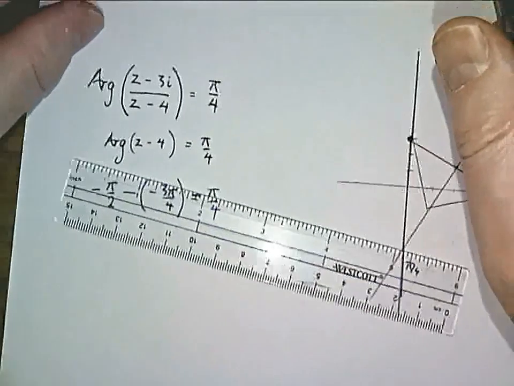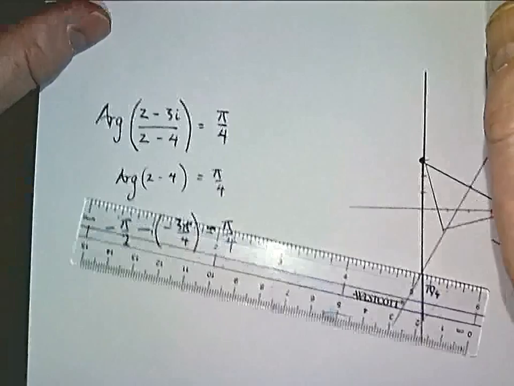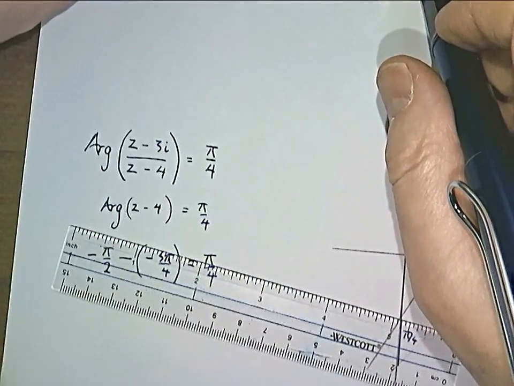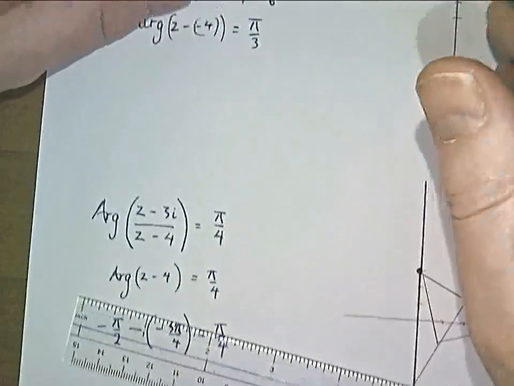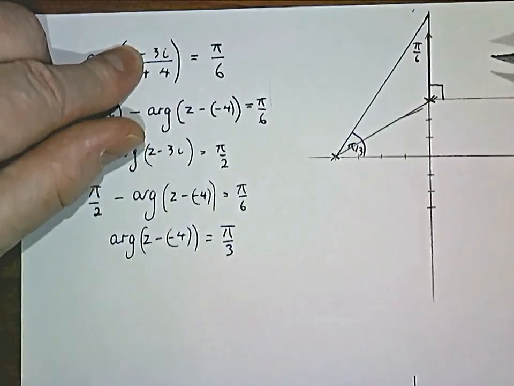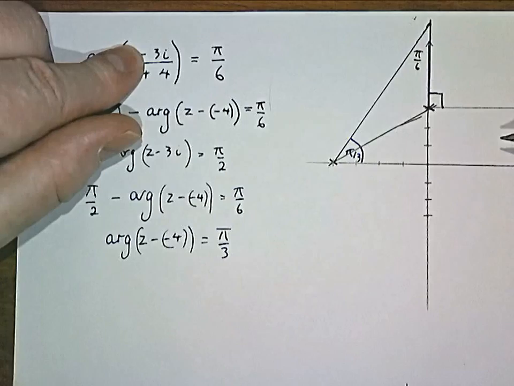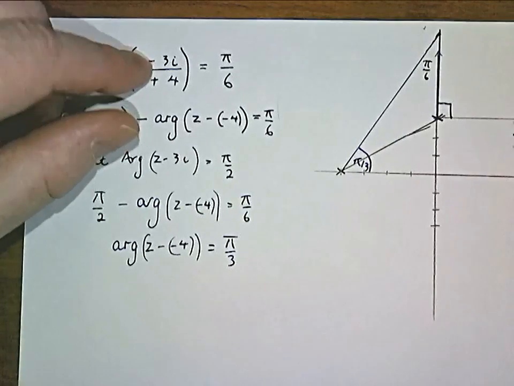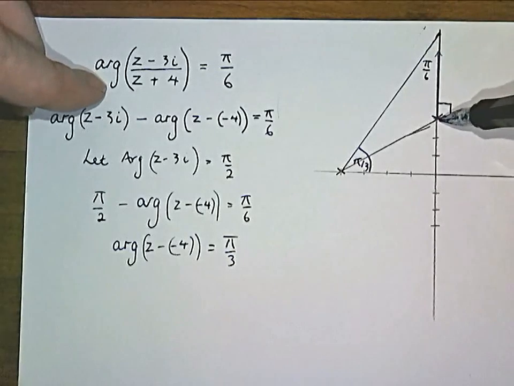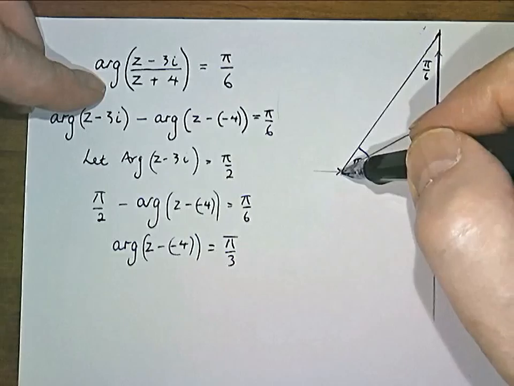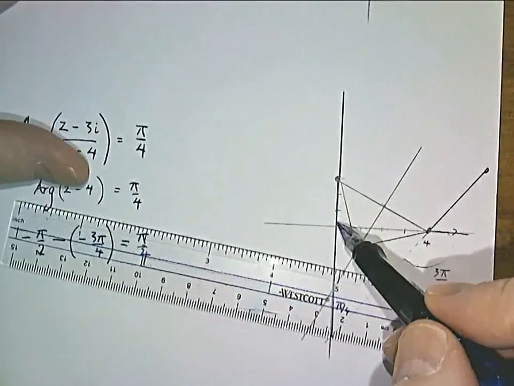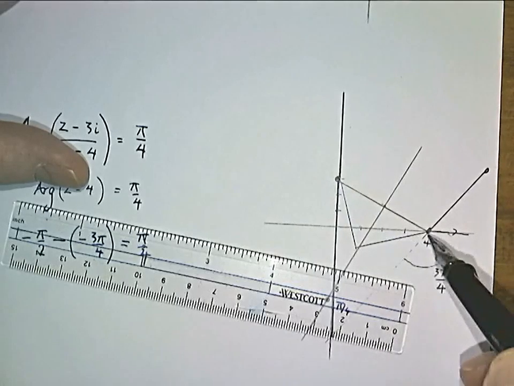Quite simply, choose an angle for the top arg, choose it as pi over 2, and see whether you're going to get the half lines meeting above or below the chord, in this case between (0, 3i) and (minus 4, 0), and in this case between (0, 3i) and (4, 0).